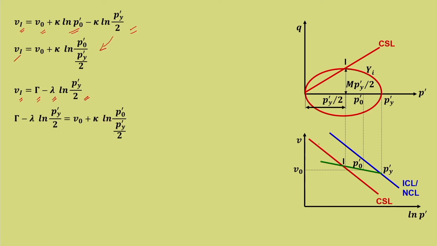We can substitute it for vI. So, when you substitute for vI, we can write gamma minus lambda ln p'y by 2 equal to v0 plus kappa ln, this particular equation comes here, p'0 upon p'y by 2. So, we can write gamma as v0 plus, you have lambda ln p'y by 2 coming on the right side, that will be plus, and from here there is kappa ln p'y by 2 minus. So, that will give us lambda minus kappa ln p'y by 2 plus kappa ln p'0.